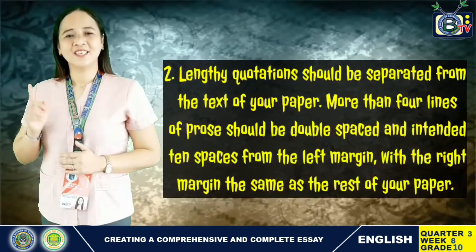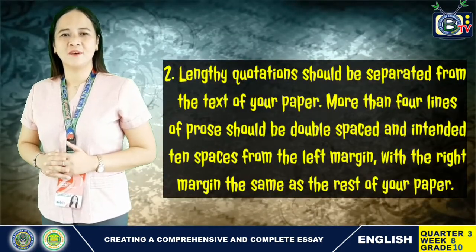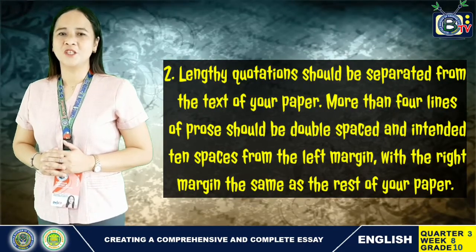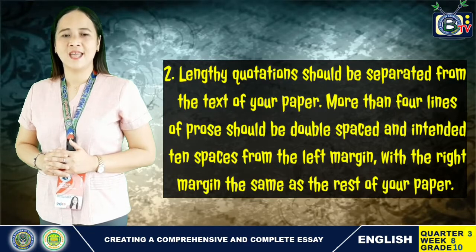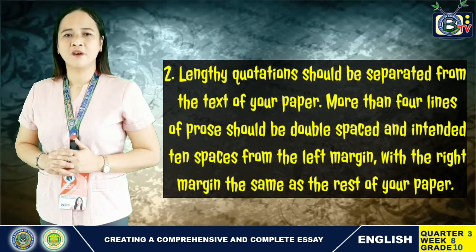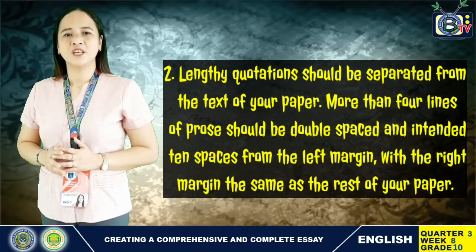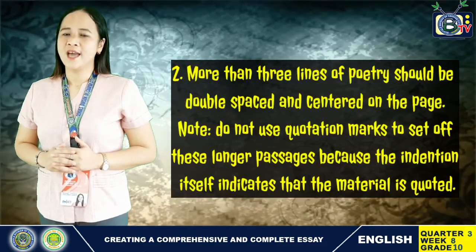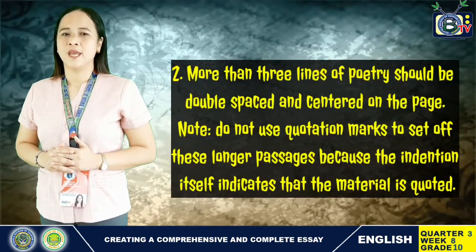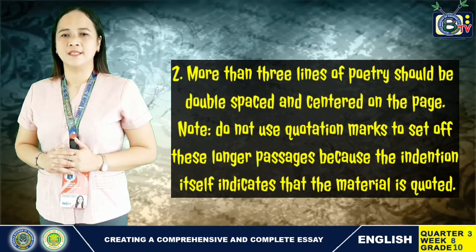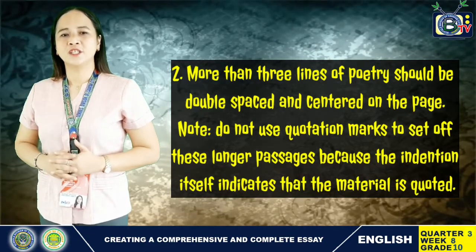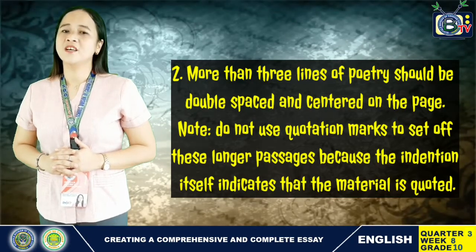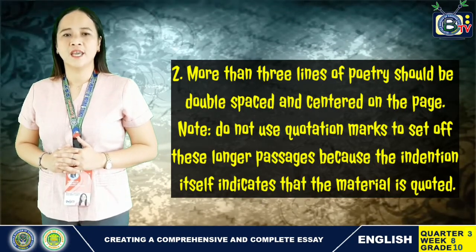Lengthy quotations should be separated from the text of your paper. More than four lines of prose should be double-spaced and indented ten spaces from the left margin, with the right margin the same as the rest of your paper. More than three lines of poetry should be double-spaced and centered on the page. Note, do not use quotation marks to set off these longer passages because the indentation itself indicates that the material is quoted.